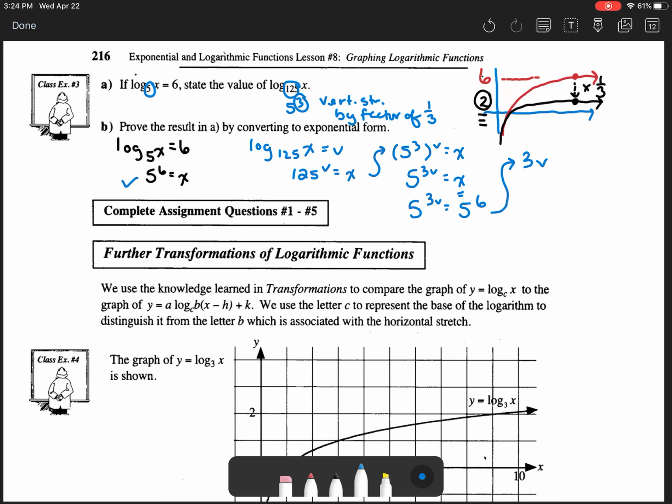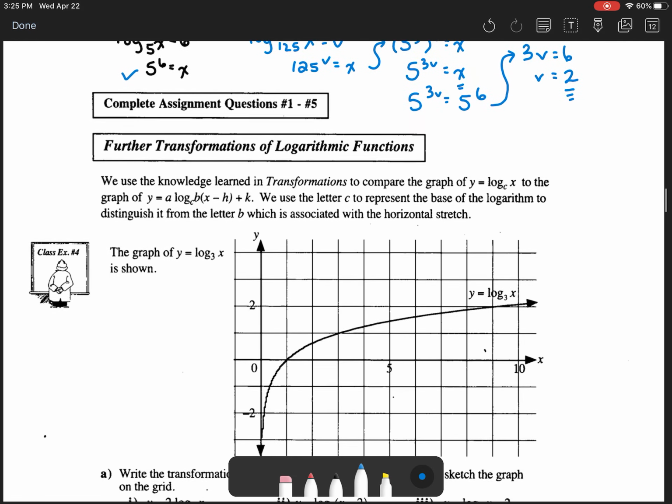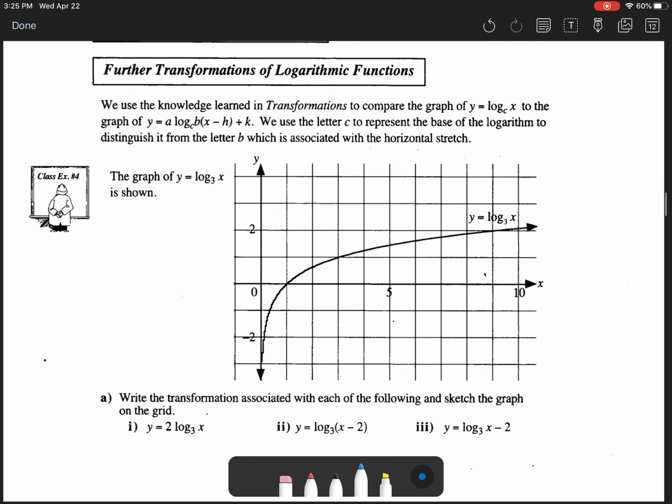Well, again, x from the calculation I did over here actually equals 5 to the exponent of 6. So now I've created powers that have the same base. I can equate the exponents. 3v is equal to 6. And 6 divided by 3 is equal to 2. Same value I got up above when I showed you the calculation, or what was happening visually on those graphs.